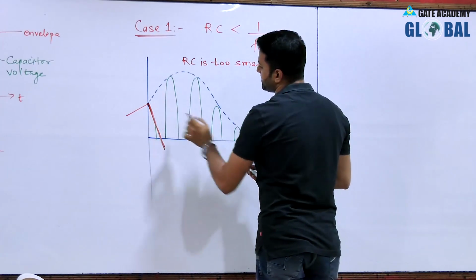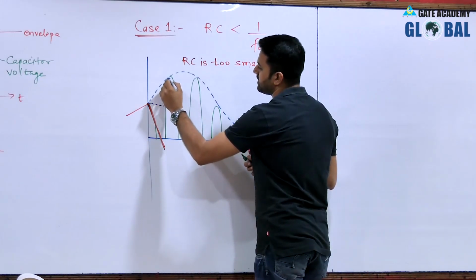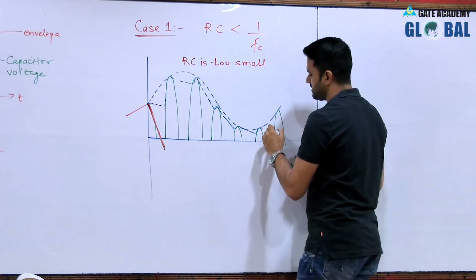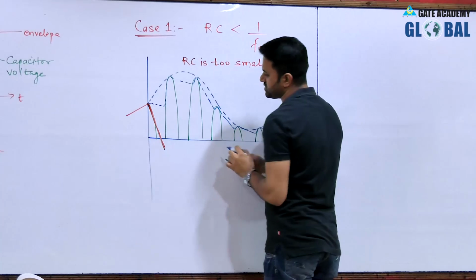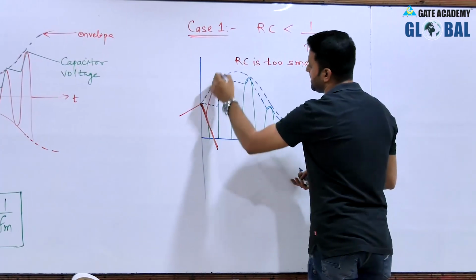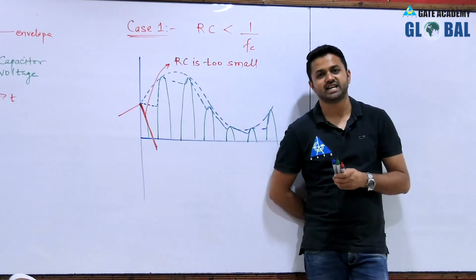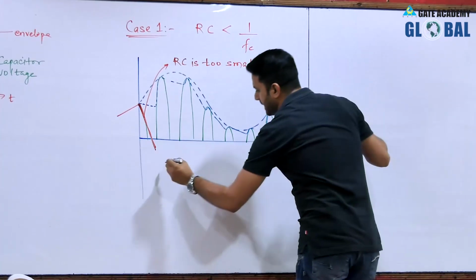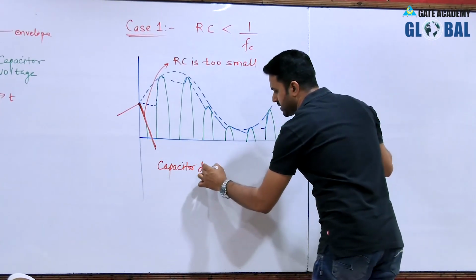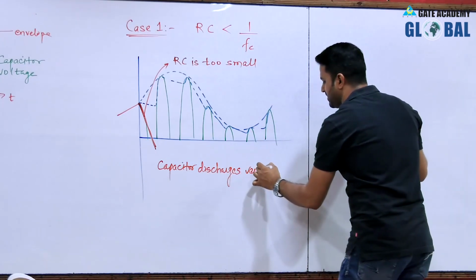So, there is a big gap between these two. Originally, it should be like this. It should follow like this, but this red line shows that RC is too small. When the RC is too small, the capacitor discharges very fast.